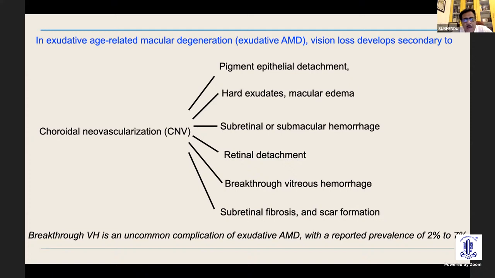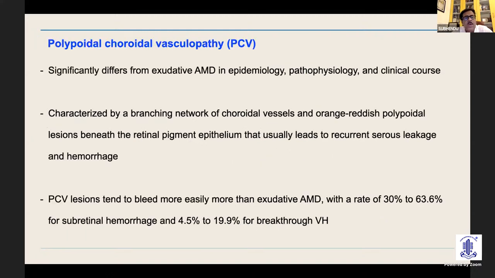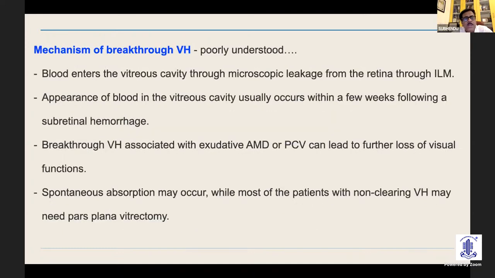So our topic is breakthrough vitreous hemorrhage in patients with AMD. It is not at all a common complication of exudative AMD; the reported prevalence is 2 to 7%. Whereas in PCV, it is actually more common, because the incidence of subretinal hemorrhage is quite high, as well as the incidence of breakthrough hemorrhage, which ranges from 4.5 to 19.9%.